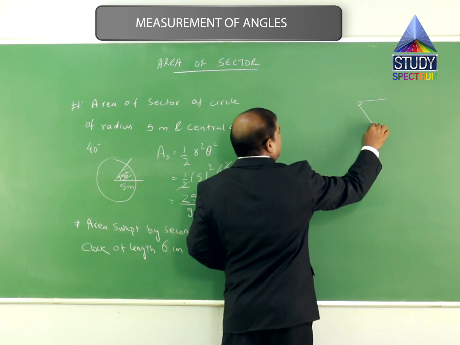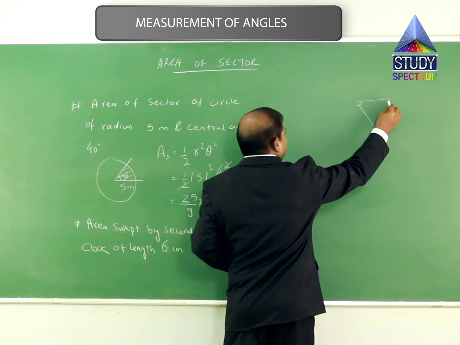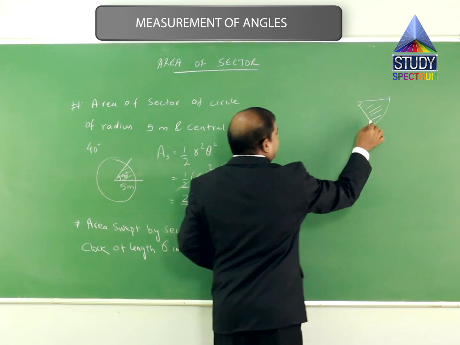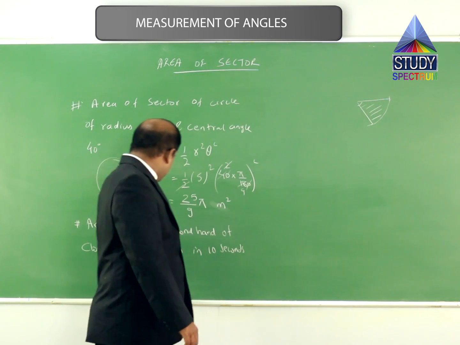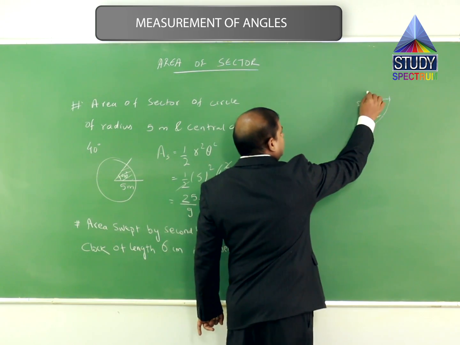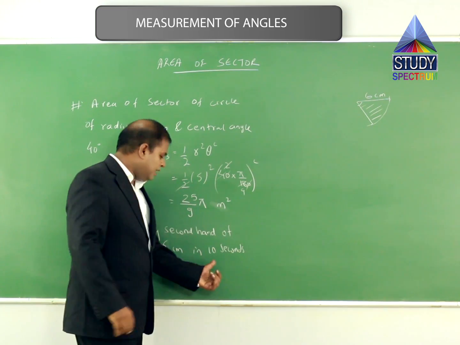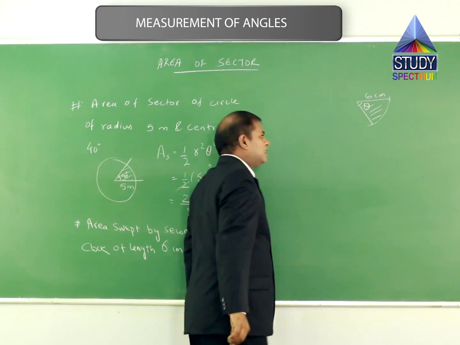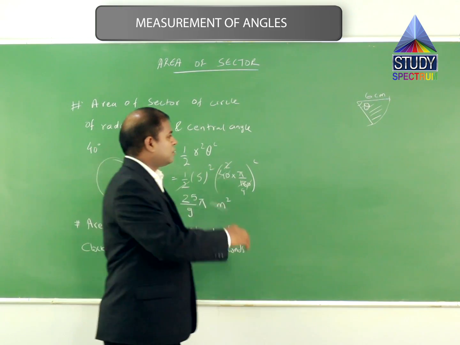In 10 seconds, it rotates by some angle, and this is the area swept by the second hand of a clock in 10 seconds. The radius of this sector is 6 centimeter, that is the length of the second hand of a clock, and the angle swept, which is not known till now, suppose is theta in radians. Right? So let's go back.